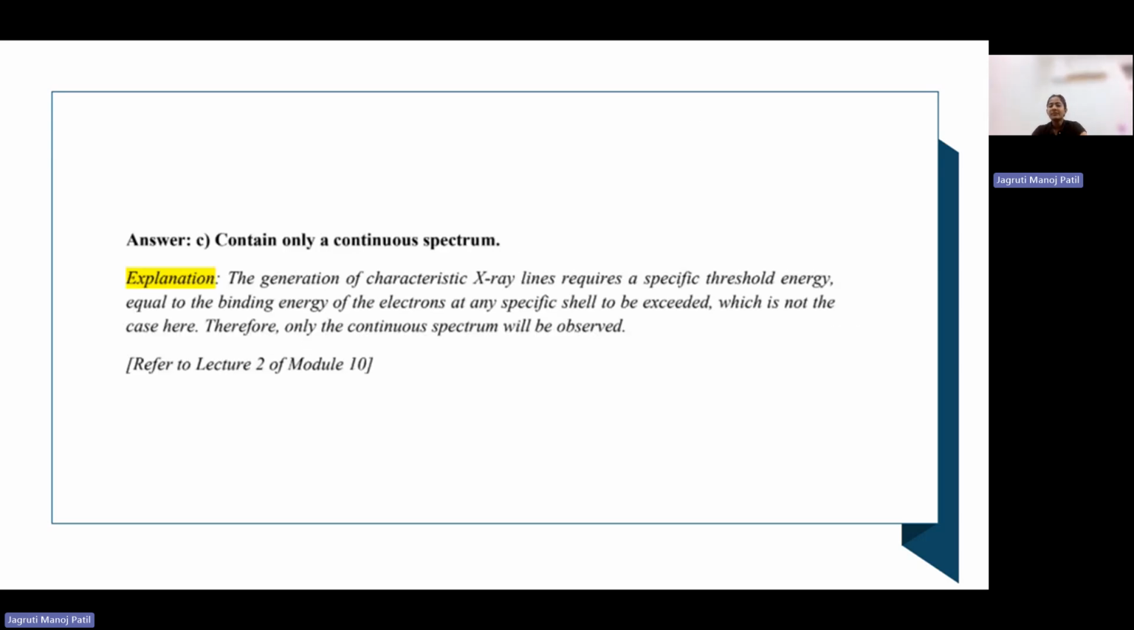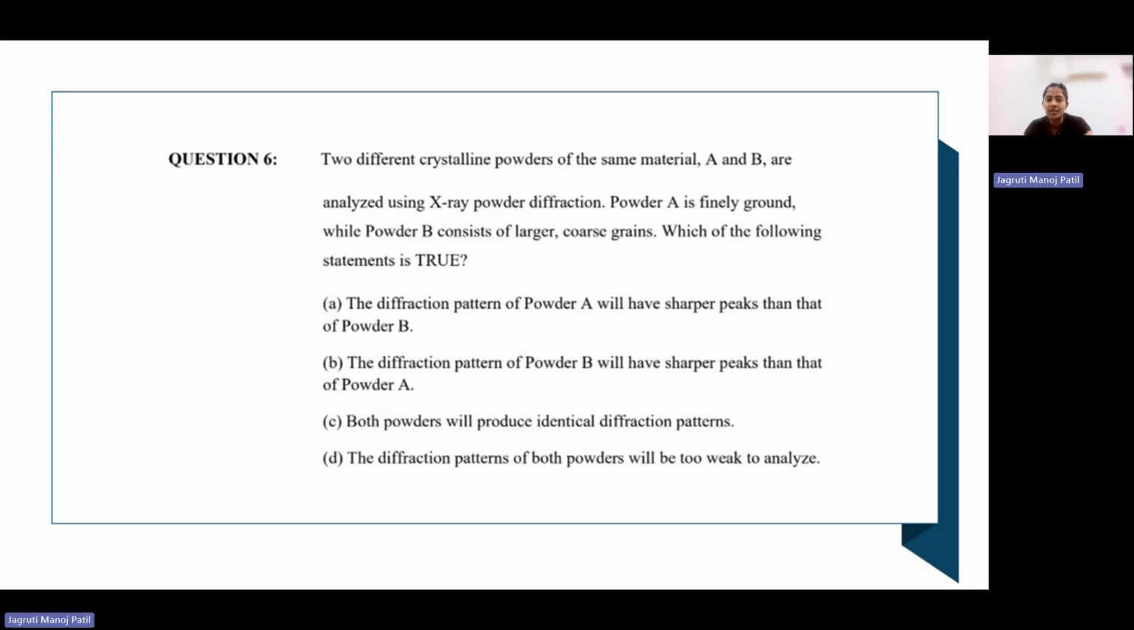So because for the generation of characteristic x-rays we need a specific threshold energy, and that energy should exceed the threshold and should not be lower. Hence, a continuous x-ray spectrum will be generated.